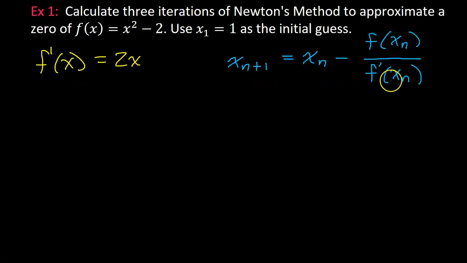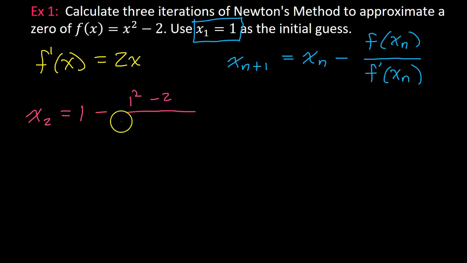Don't forget, here's Newton's method right here. The new value will equal the old value minus f at old divided by f prime at old. Don't forget they gave us our first guess, x1. So if I want to find x2, I'm going to take the old value of 1 minus f at 1, that's 1 squared minus 2, divided by f prime at 1, so that'll be 2 times 1, because here's f prime right here.